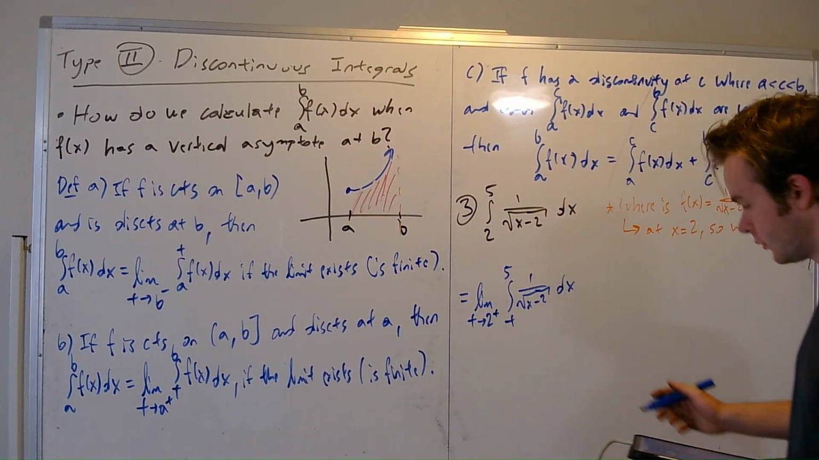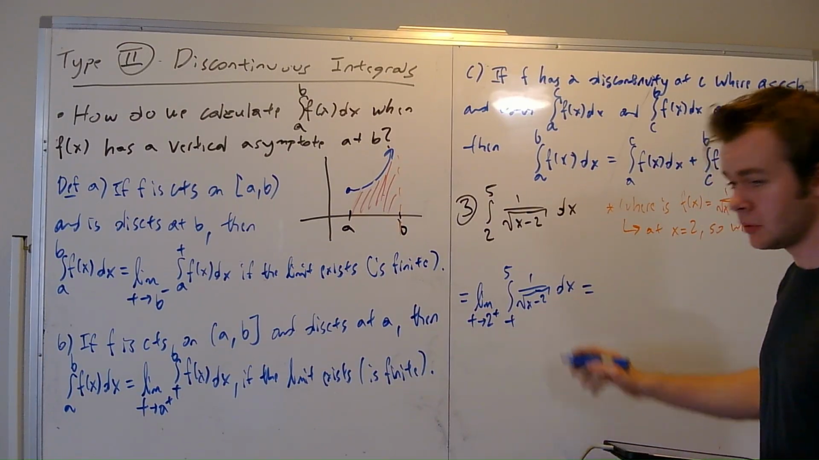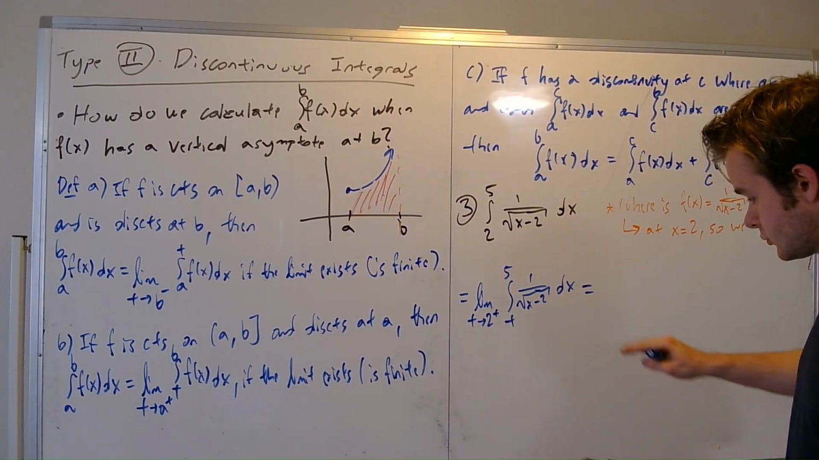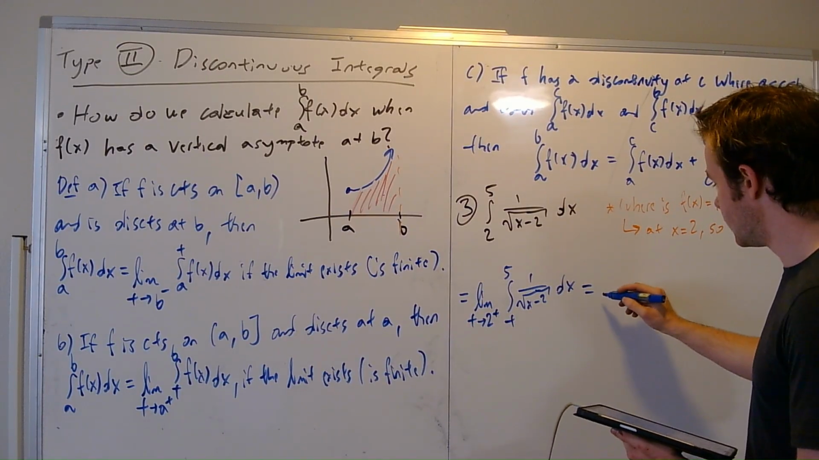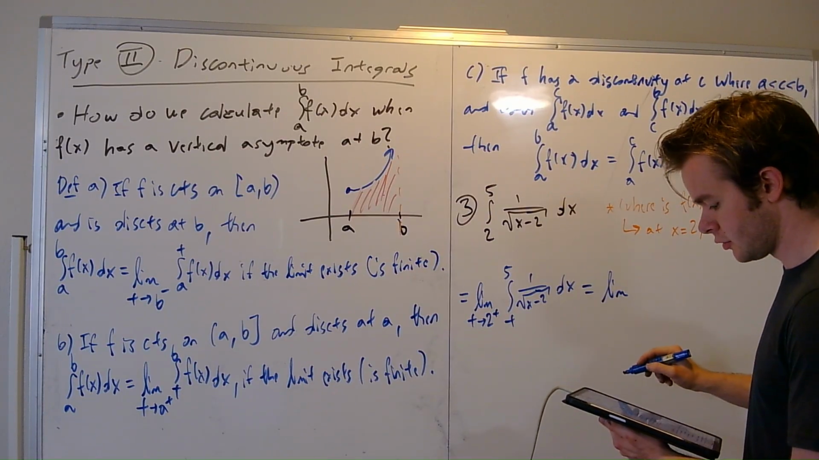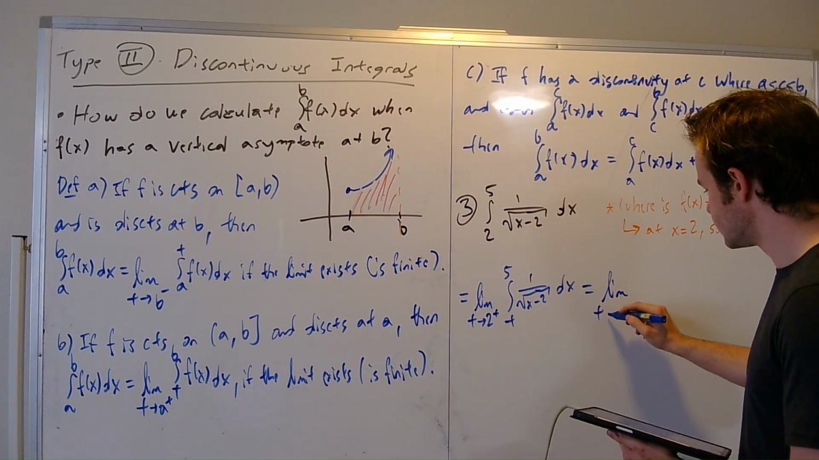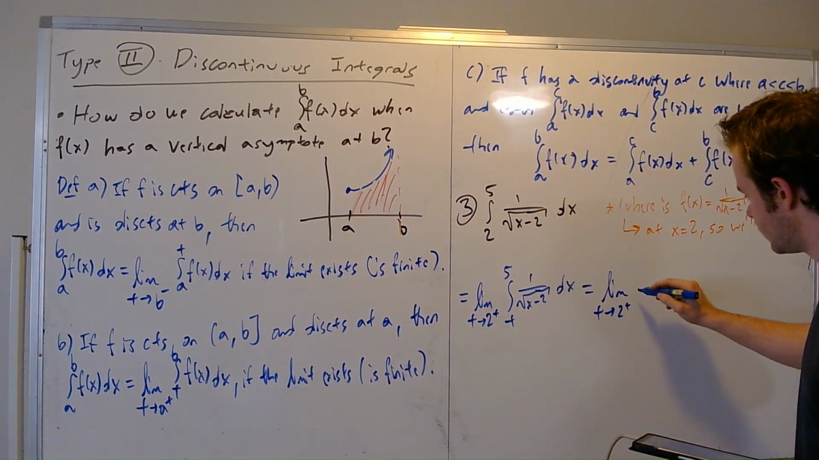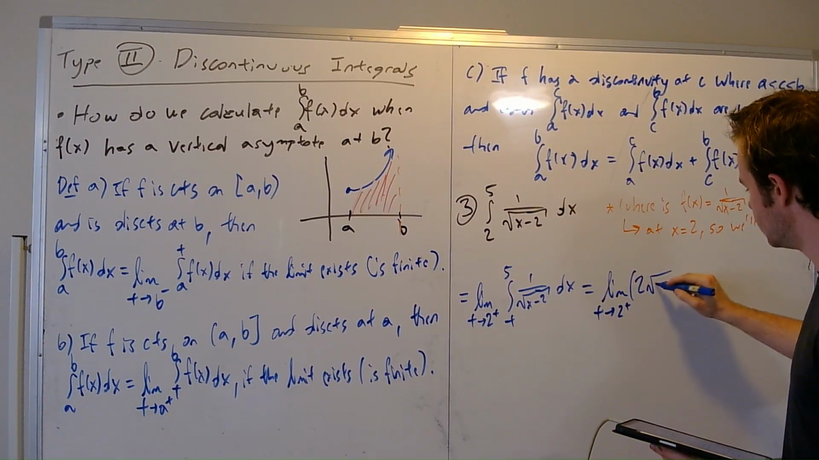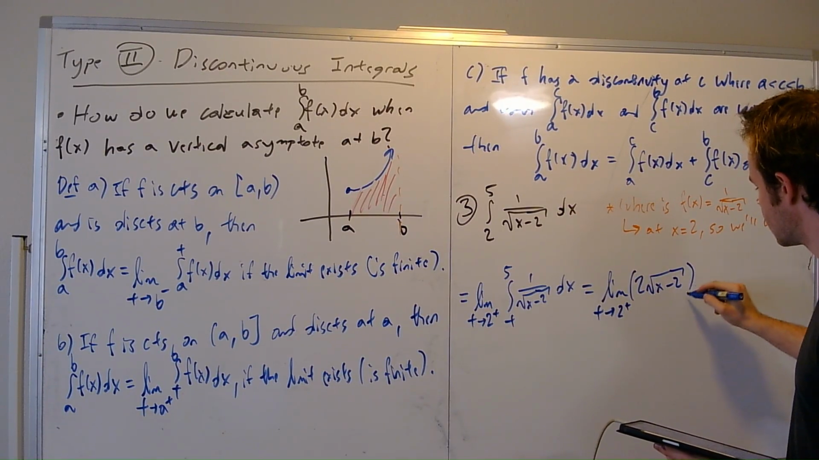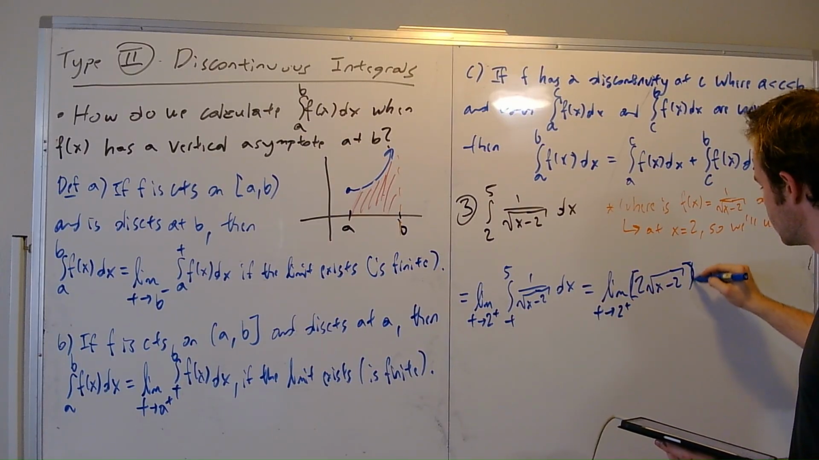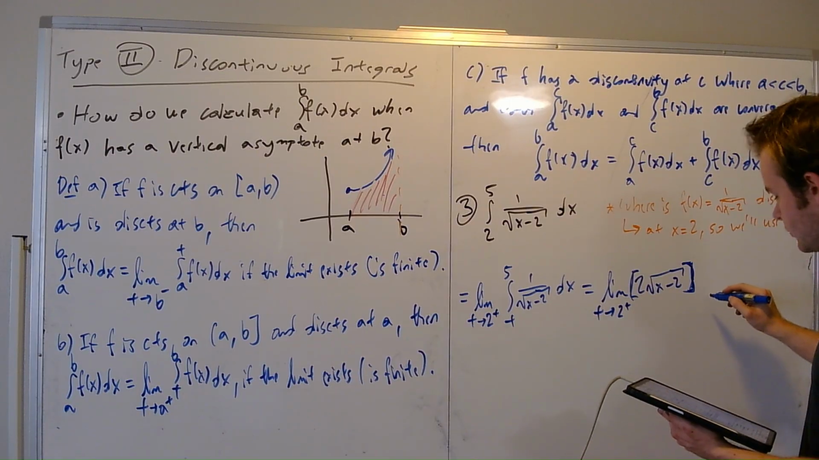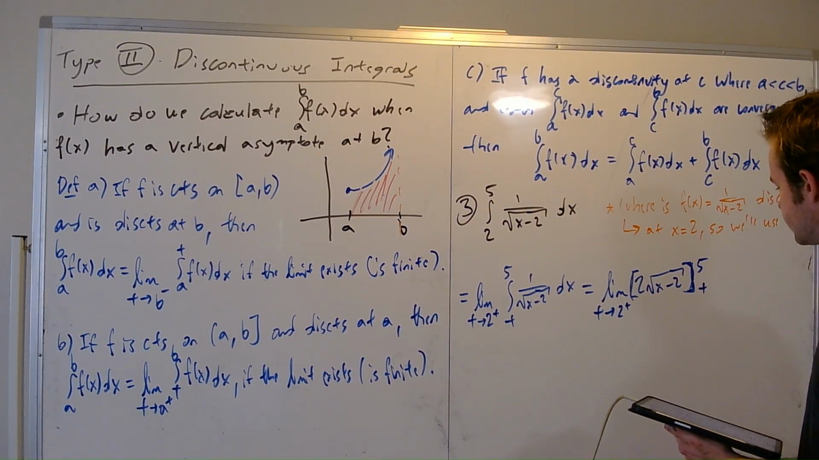Okay. So here we would do a u substitution to solve this, setting u equal to x minus 2. I'm going to skip that for now, but I encourage you to fill in the steps there. We're eventually going to get the limit as t goes to 2 from the right of 2 square root of x minus 2, of this thing evaluated from t to 5.